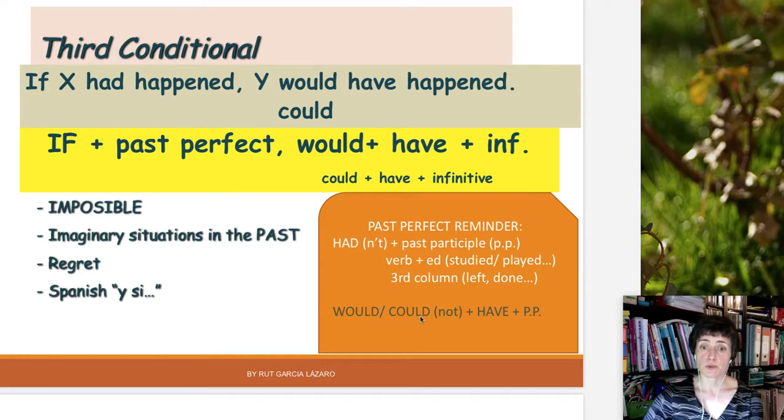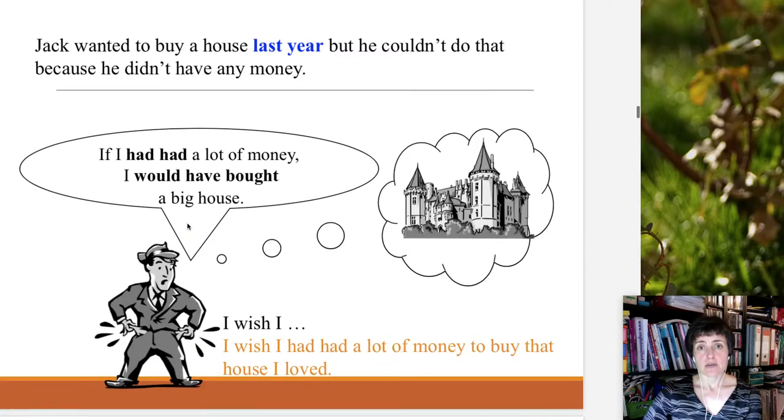And then would or could plus have, and have is always followed by a past participle. And this is the easiest part because they never change. No matter the person, no matter the tense, it is what it is. Everything is done, right? It's already done, so don't worry. Remember, it's for impossible things, imaginary situations in the past, and always with this feeling of regret. Easy, right? Easy.